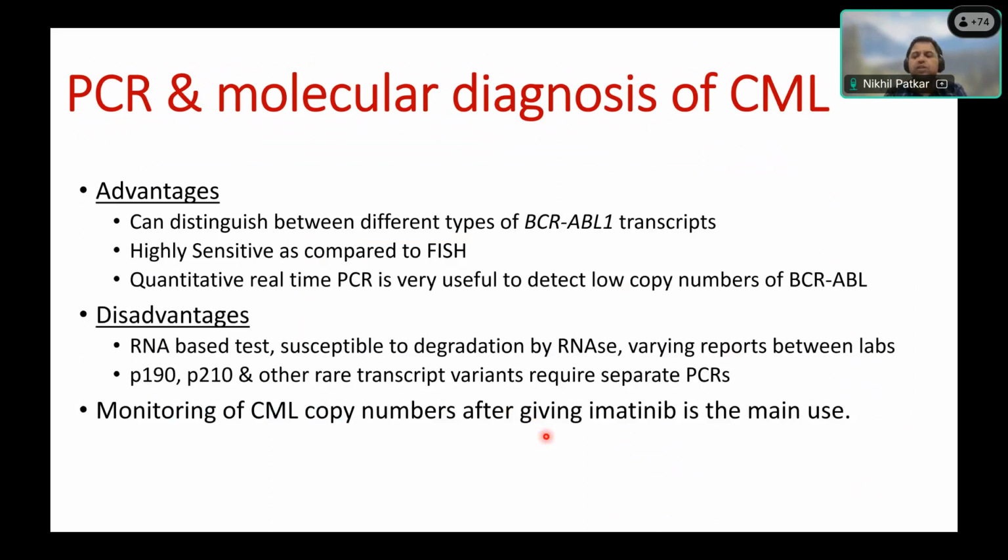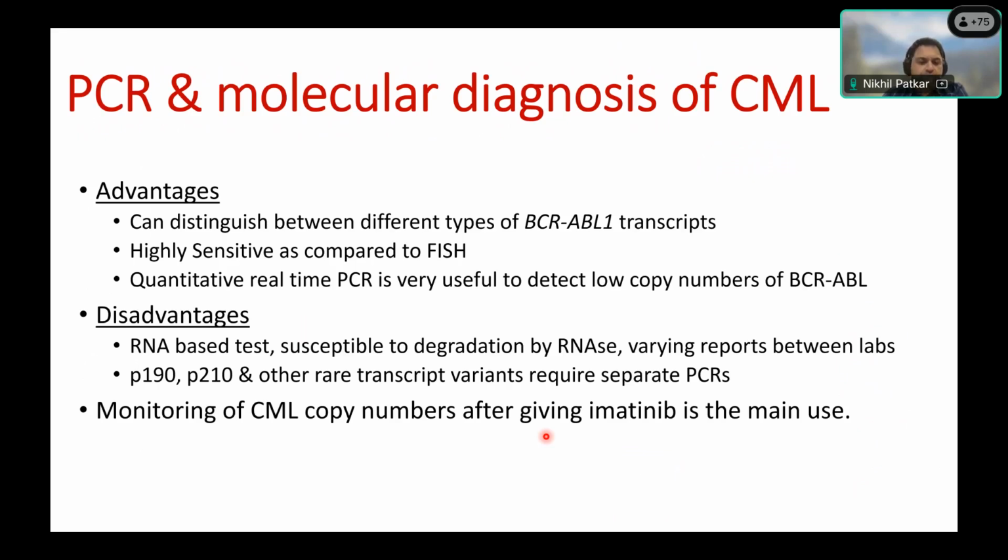So whenever a new patient of CML comes to our laboratory in our hospital, we do testing by FISH as well as send the sample for transcript identification, which helps us identify what is the type of transcript the patient has. The disadvantage is that this is an RNA-based test, and this is susceptible to RNA degradation.